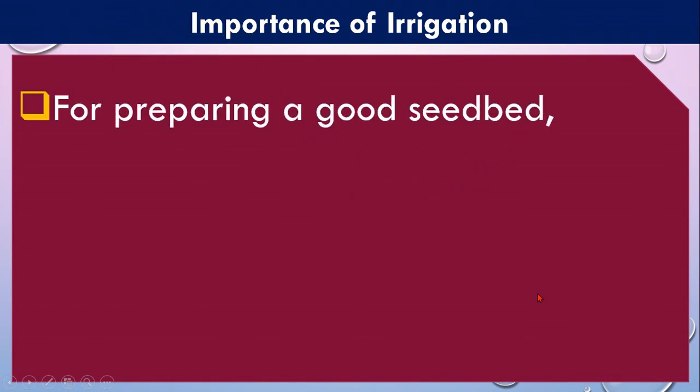So what will be the importance of irrigation? First importance is for preparing a good seed bed. That means when you prepare any type of seed bed for a crop, irrigation is a must, because if there is any dry seed bed, you need to apply a little water, or if it is a wet seed bed, you need to make it very wet. That is why you need to apply irrigation.